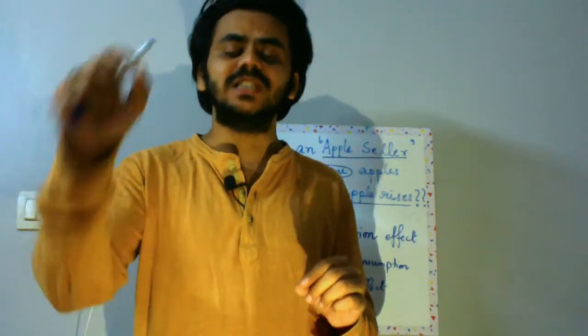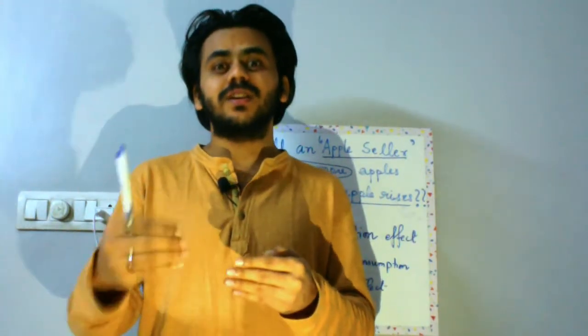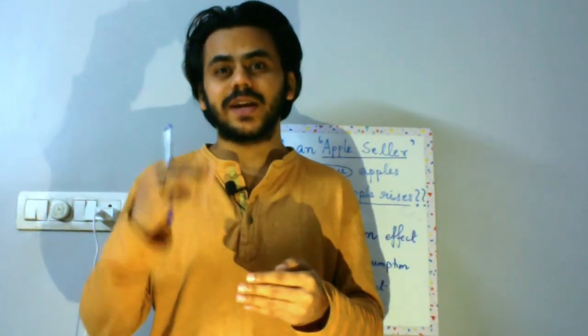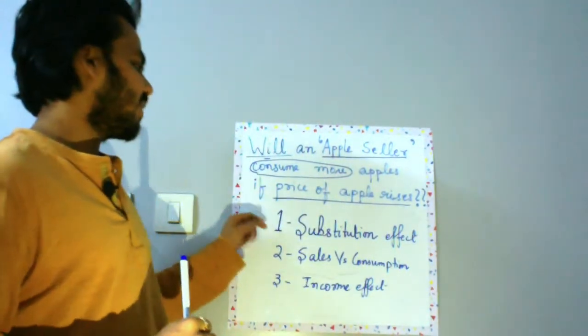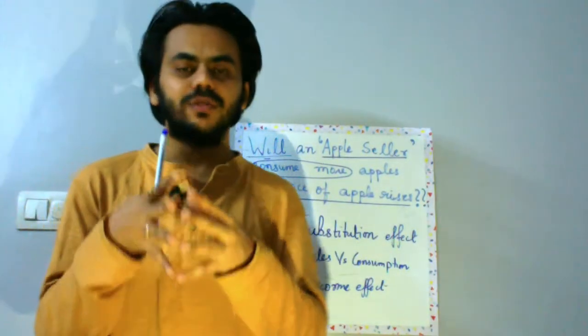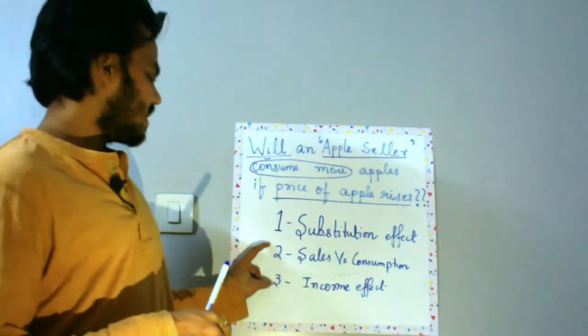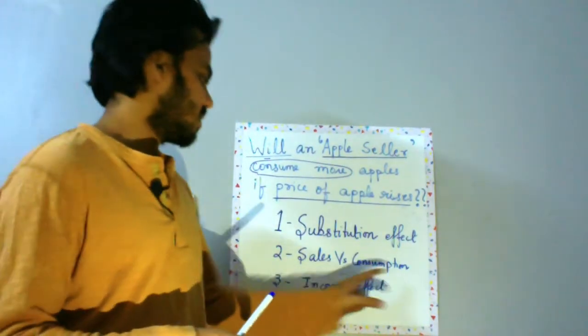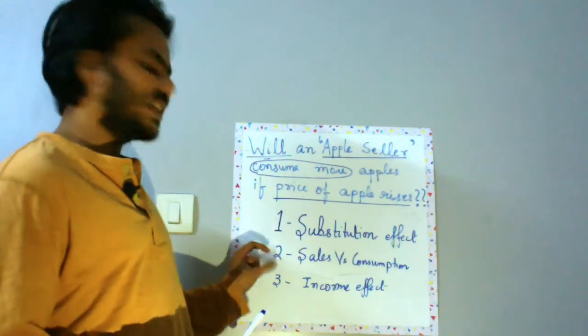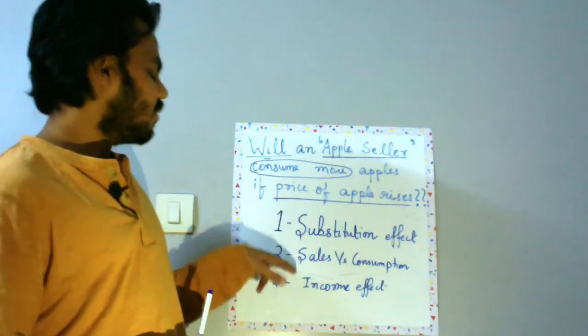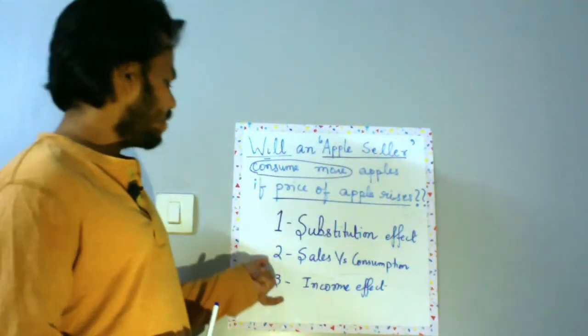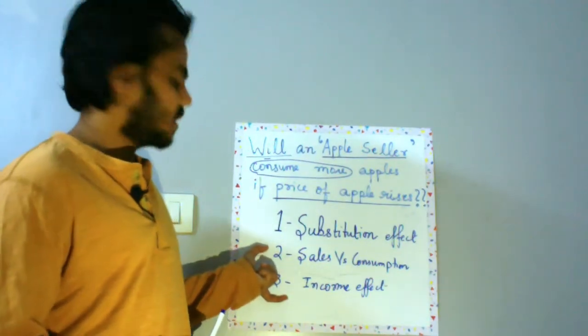So this income effect is dependent upon my total income and not the price of the good, which is changing in nature. So I will talk about income effect when my income changes, right? The first effect, substitution effect, is just dependent on the price. The last two effects, sales versus consumption and income effect, are quite interlinked. So if I am a seller, I need to take both these things into consideration.